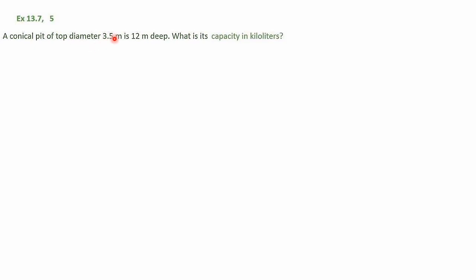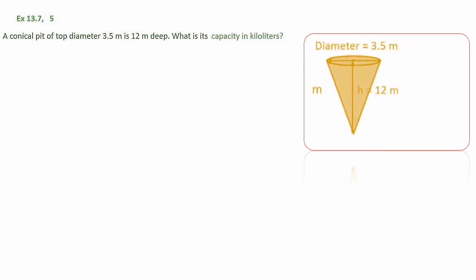Conical pit of top diameter means from here we can calculate the radius. Deep means depth, we can consider as height, 12 meter. So there is a conical pit and the diameter is 3.5 meter and the height is 12 meter. Let's write: conical pit height is equal to 12 meter and radius of the pit is diameter by 2, that is 3.5 by 2 meter, that is 1.75 meter.